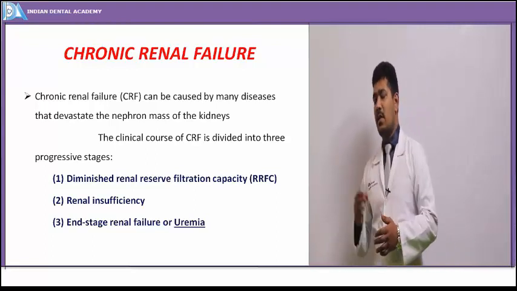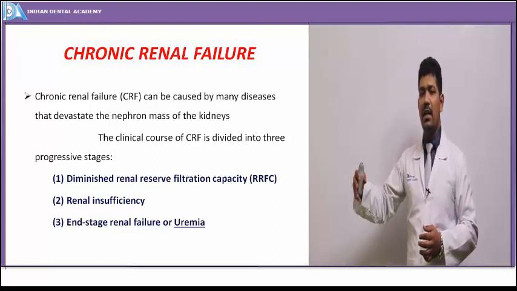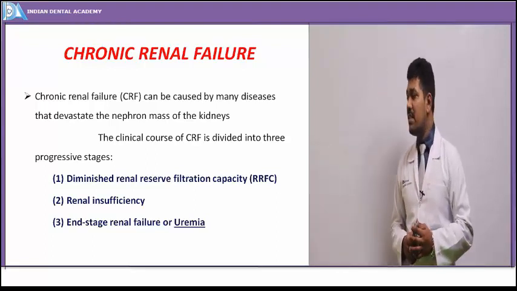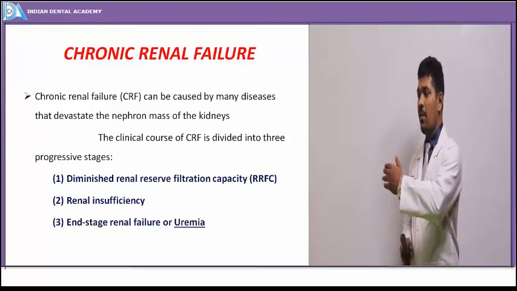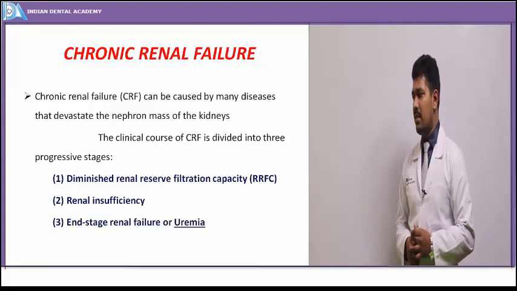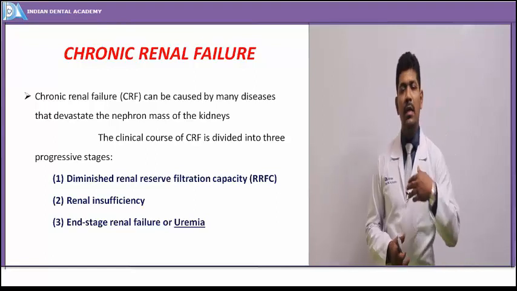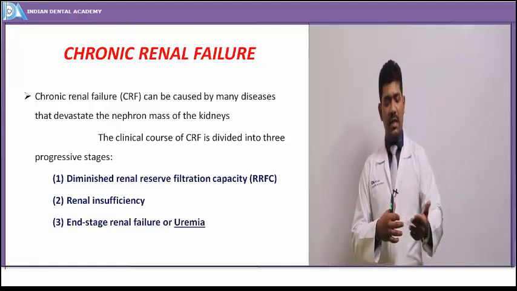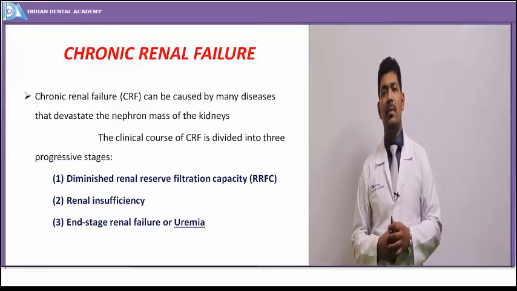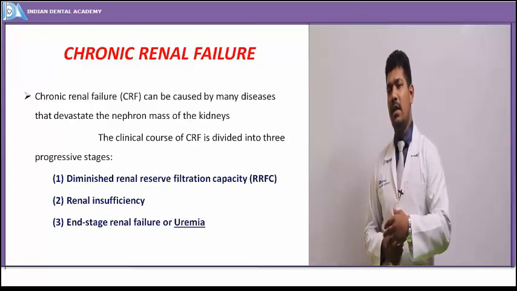Now, the clinical course of chronic renal failure, same as that of ARF, can be divided into three stages. The first is DRFC, that is diminished renal reserve filtration capacity, followed by renal insufficiency, and finally uremia or end stage renal disease. Now, what do you mean by diminished renal reserve filtration capacity? Normally, let's say the kidneys excrete about 500 ml of urine per day, which is the normal excretory capacity of the renal system.